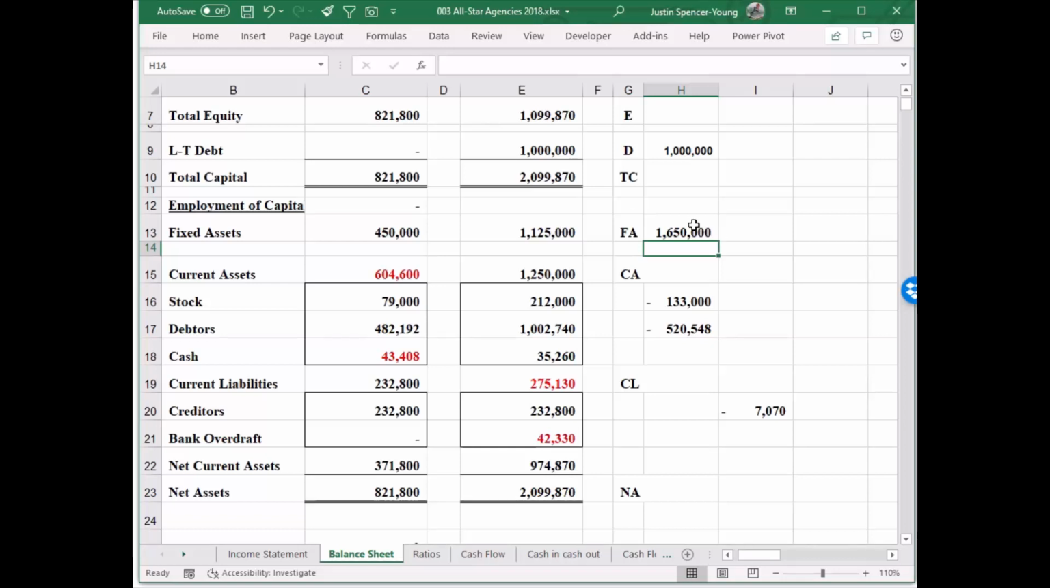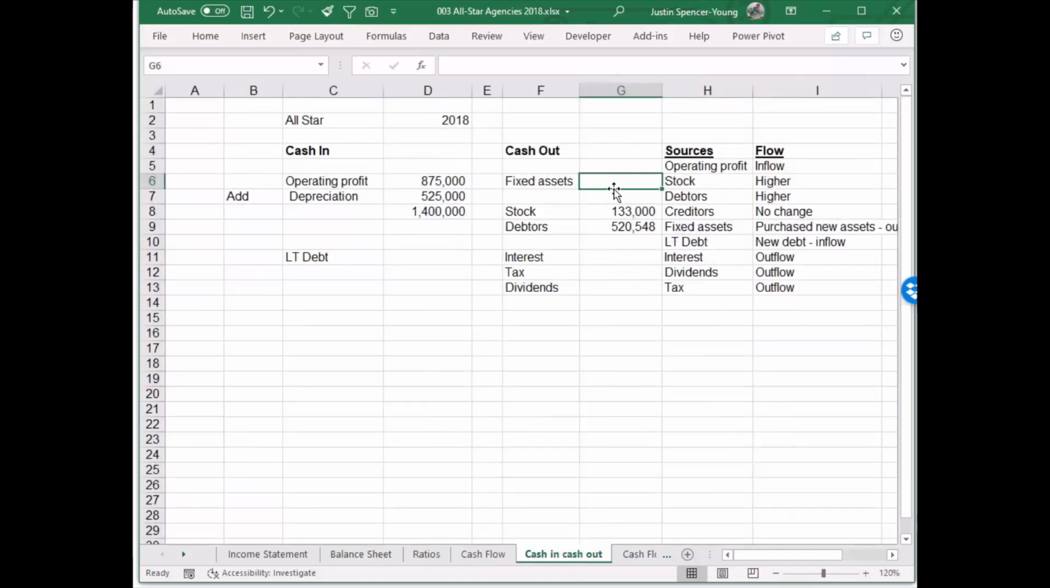And now what's contained in this number is the fleet of vehicles and the new manufacturing plant. But we didn't buy the fleet of vehicles this year, so what we want to do is subtract from that the fleet of vehicles on the balance sheet to be left with the 1.2 million that was invested in the manufacturing plant. All right, so that's the number we can use here in cash out. Let's make this equal to that number, and that was a cash outflow of 1.2 million. So we've dealt with the fixed assets.